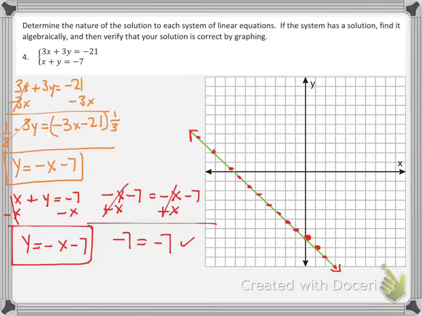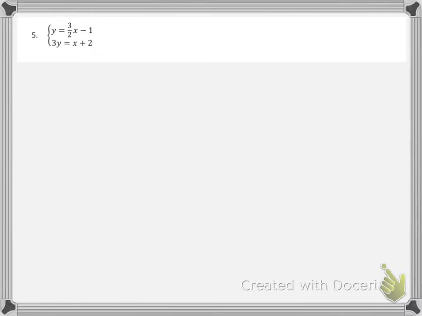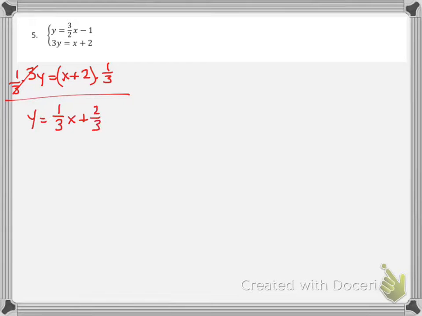All right. Let's do another one. Number 5. Slope-intercept form. I don't have to change that one. That's nice. But I do have to change 3y equals x plus 2. Not a great deal, but a little bit. Multiply by reciprocal. So we're going to multiply here. And what we get is y equals 1/3 x plus 2/3. 1/3 times 2 is 2/3. So y equals 1/3 x plus 2/3, and our original, the first equation was y equals 3/2 x minus 1.